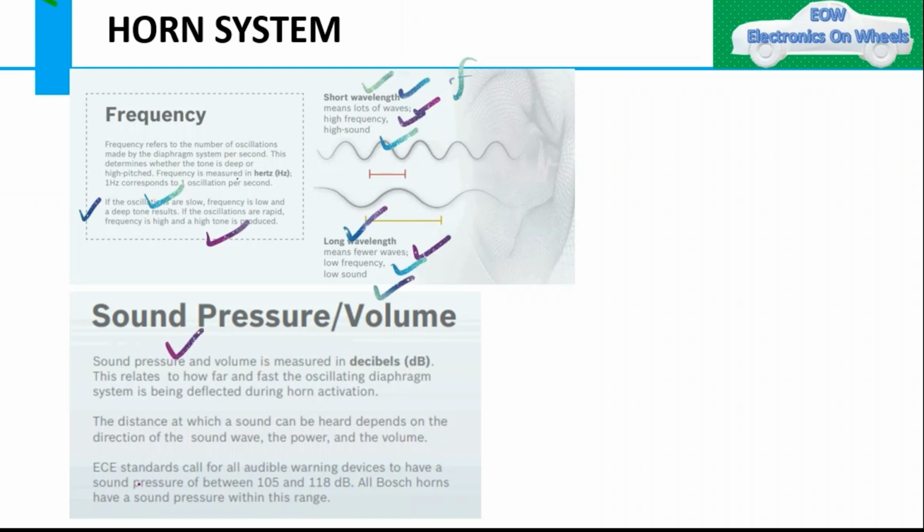Then the sound pressure and volume is measured in dB, right? As per the ECE standards, all the audible warning devices have to have the sound pressure between 105 to 118 dB. This is the standard, and all the Bosch horns, even all the companies, follow these standards. Whether ECE standards or SAE standards, all these standards need to be followed. So this type of question can be asked, what is the range of the horn which is allowed as per ECE standards. So 105 to 118 dB is the range.